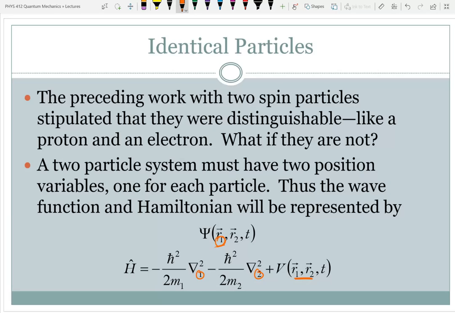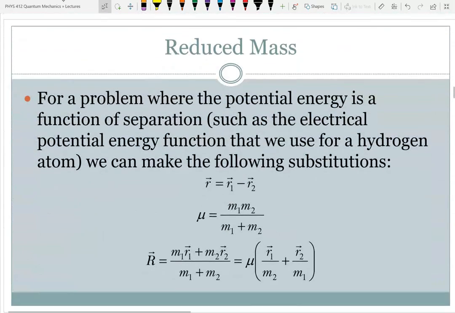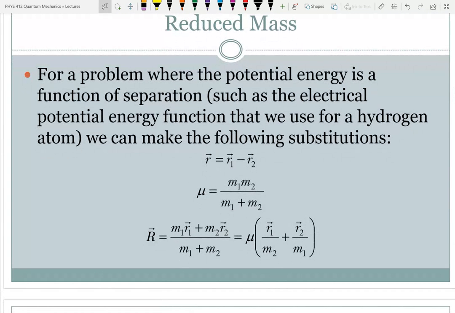So let's get ourselves specific to an atom with 2 electrons. If we have 2 electrons, all that's going to matter is the separation between the 2 electrons. Nobody cares about where they are. We care about how far apart they are because potential energy depends on their separation. And we're going to introduce a new thing that we call the reduced mass.